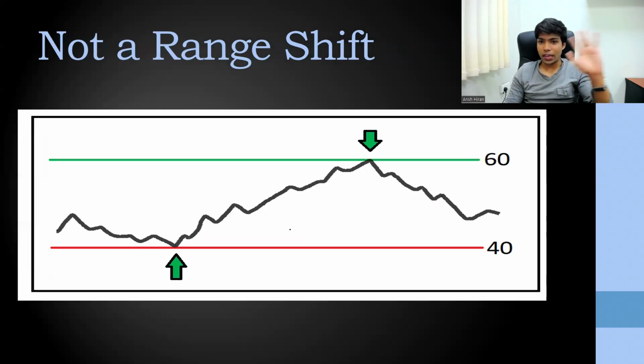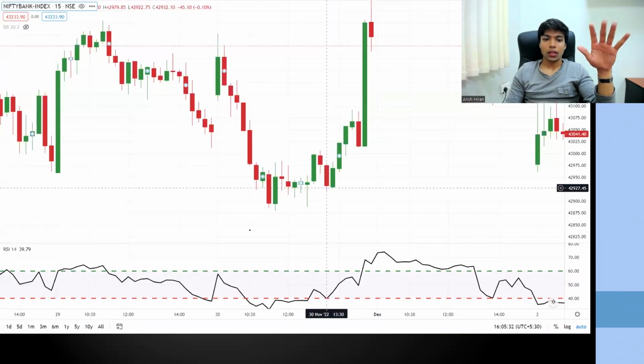And this is not any range shift. This is a normal 60 support, 40 resistance. This is not any range shift. Market was not in a bullish range or bearish range before taking a support or resistance. That's why this is not a range shift. A lot of people get confused. This is also a range? No, this is not a range. Okay, I'll show the example.